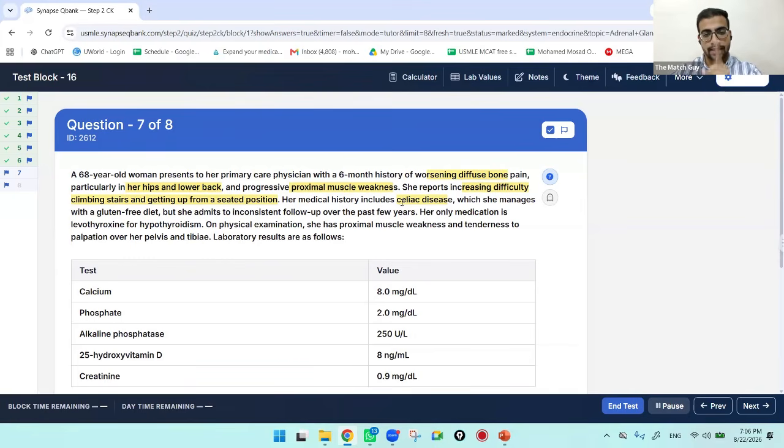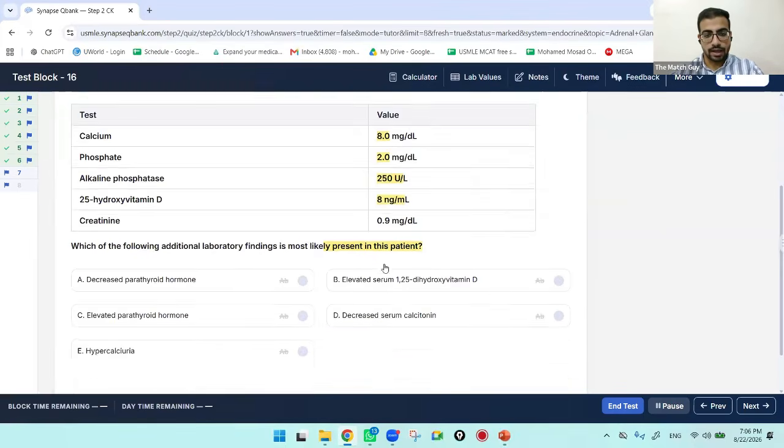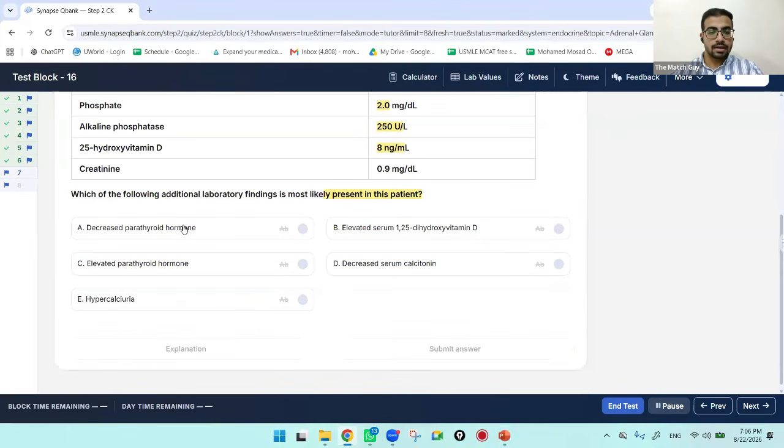So celiac disease, in addition to this bone pain and the muscle weakness, and you have the hypocalcemia and the decreased phosphate. Remember here we said vitamin D is going to be associated with both. Both are going to be decreased. Alkaline phosphatase is just going to be non-specifically elevated. And look, they actually did the definitive diagnosis for us. The vitamin D deficiency is already diagnosed. What is likely to be present?